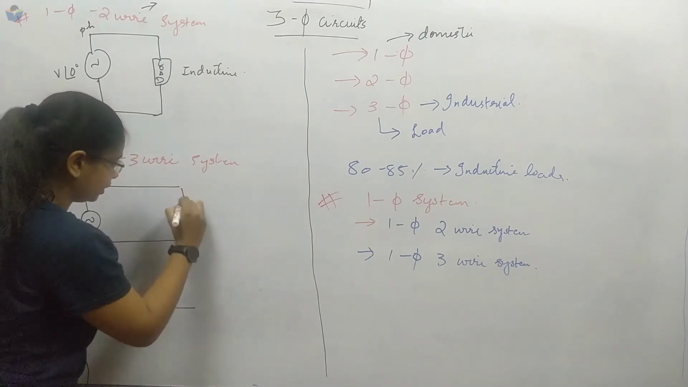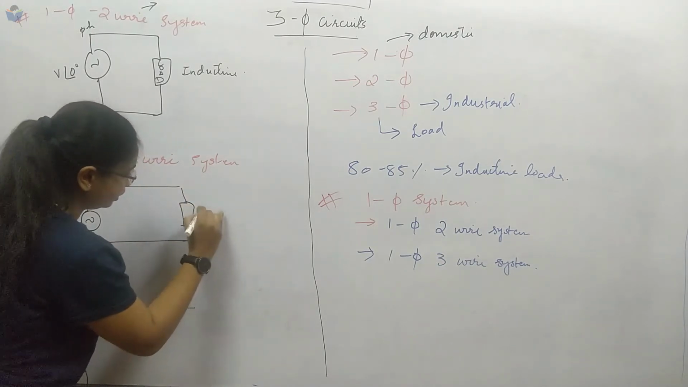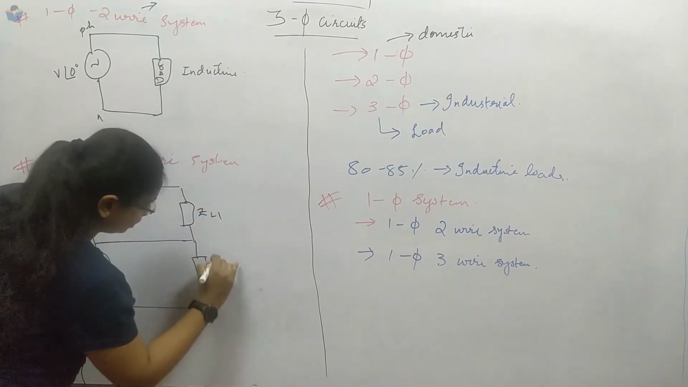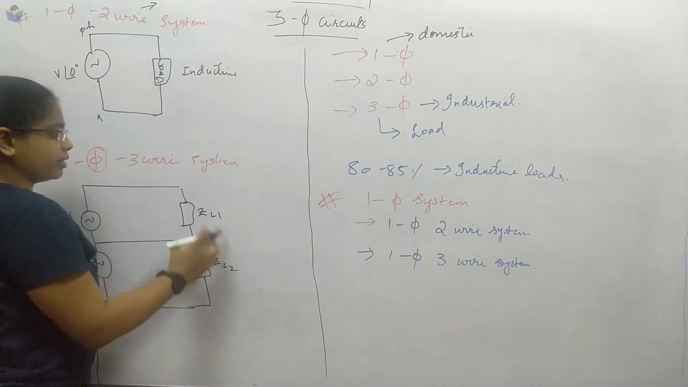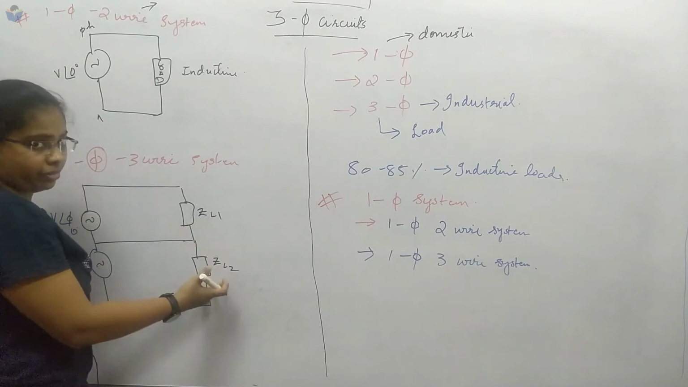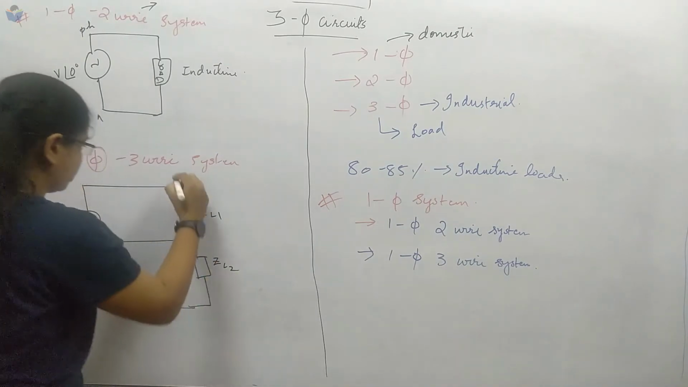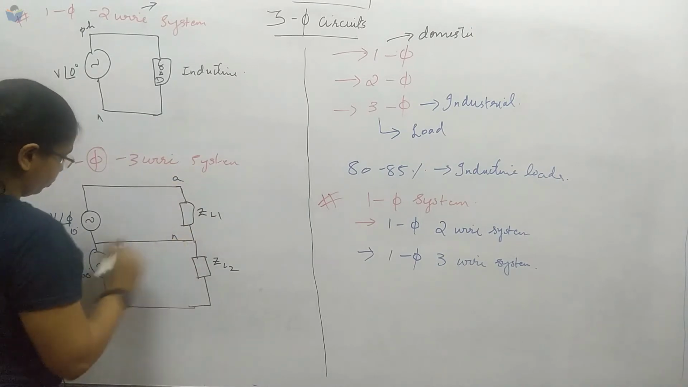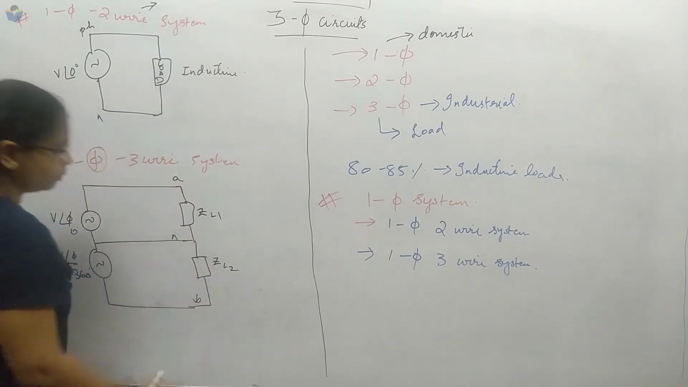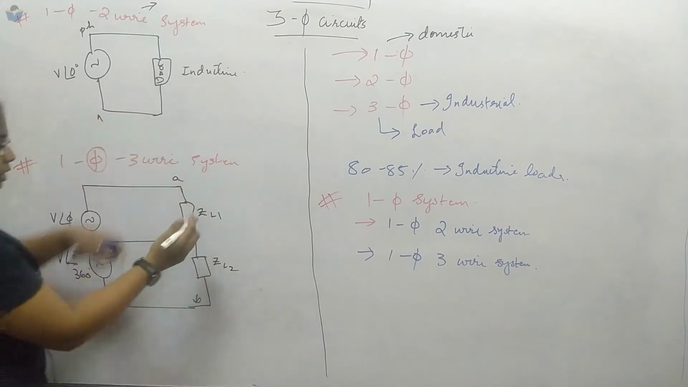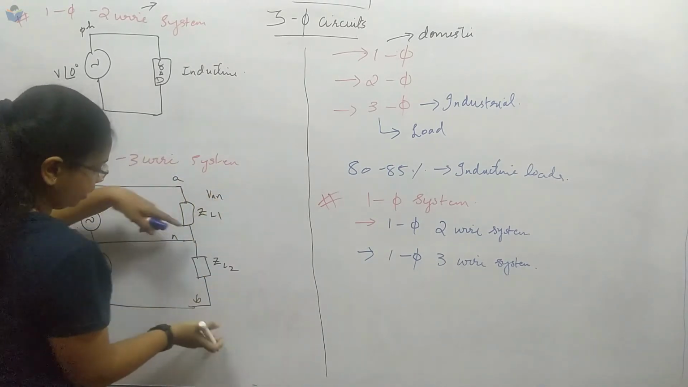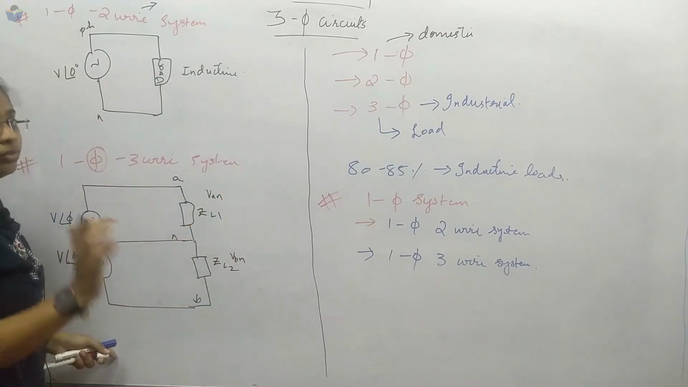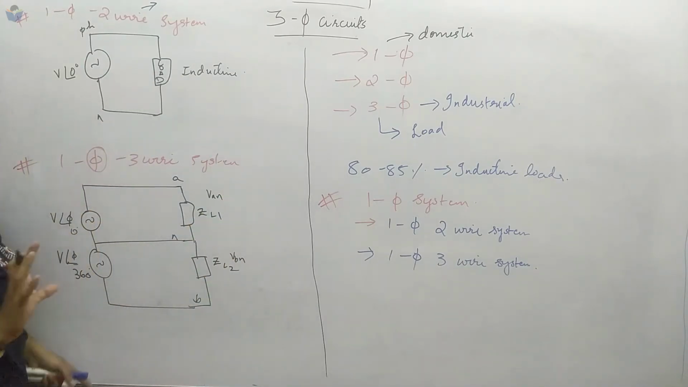Now I will connect a load over here. Let us call it ZL1 and this is ZL2. This terminology indicates that it's an inductive load. Now this is phase 1. You can call this A, this the neutral wire, and this B. So in between, whatever voltage there is, we will call it VAN and this is VBN. But they do not have any phase displacement. Both angles will be the same.